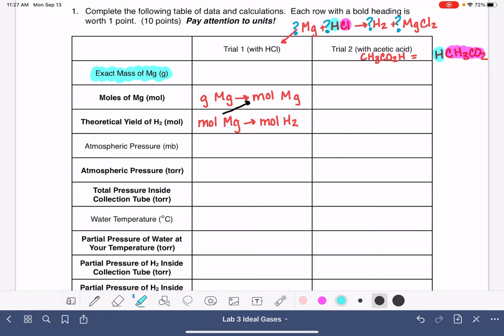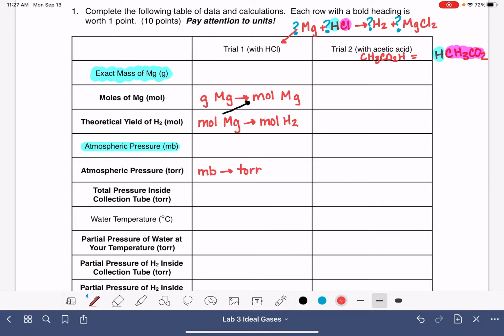The next thing on our data table, the atmospheric pressure, that's going to be the pressure of the room that you obtained from the barometer, and it's in units of a millibar, which is a standard unit of pressure for an everyday household barometer, but it's not going to work in terms of science. You need to convert that millibar into units of torr. So this is going to be a millibar to torr conversion.